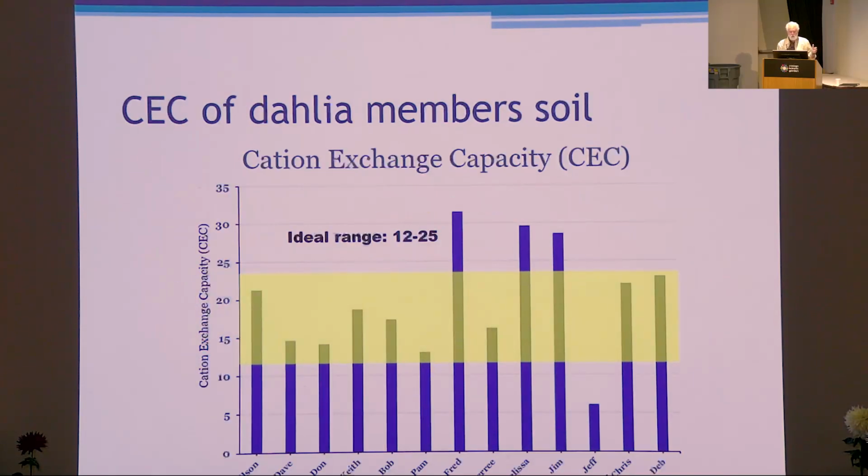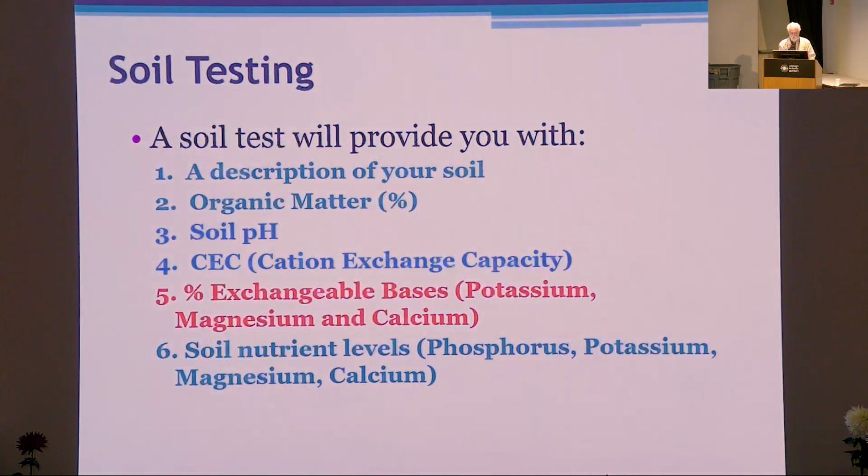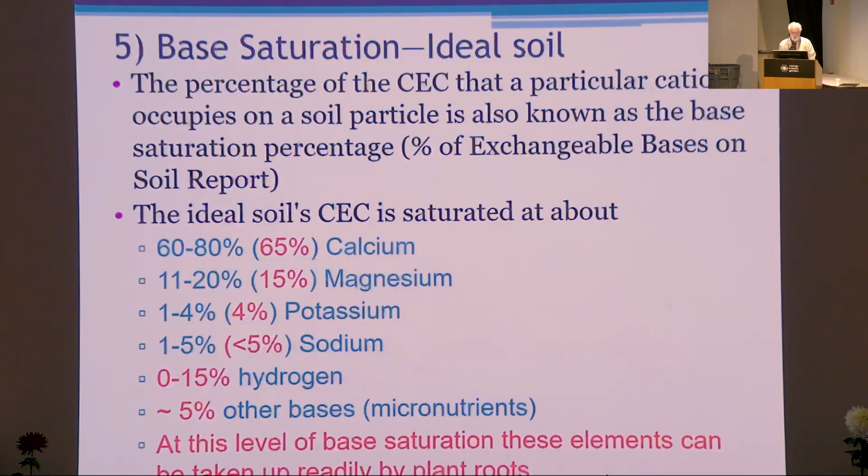If you look at the typical range in the soils of dahlia growers, you can see that basically they fall in a range of roughly 12 to 25, which is generally very good. That seems to be a very common number for a variety of dahlia growers. Really, there's no upper limit. The higher, the better. The more it's going to be able to hold nutrients and make those nutrients available to the plant.